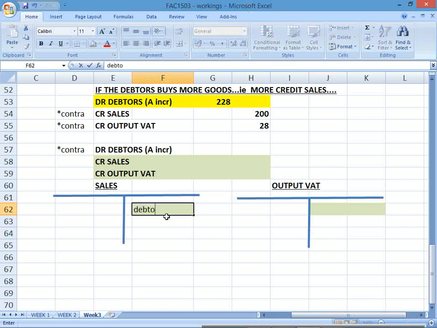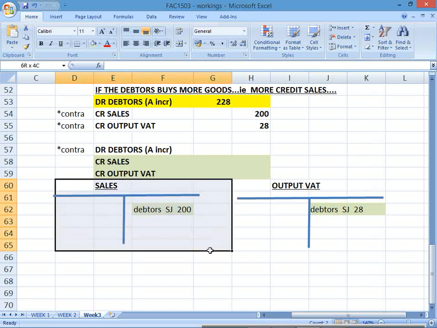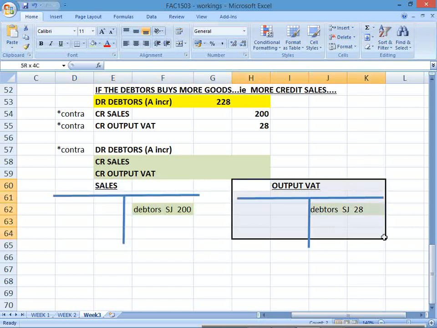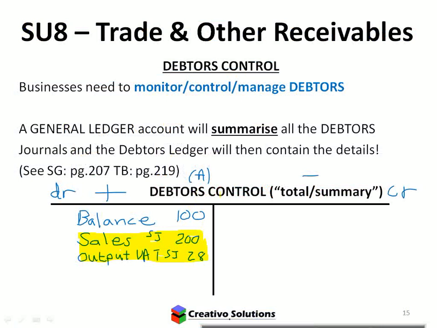Right, so I'm going to write debtors, sales journal, 200. And then I would write debtors, sales journal, 28. Okay, and that's how you would have accounted for it if they asked for T accounts. There's the T account for sales, there's the T account for output VAT, there's the T account for debtors control. Okay, everything is happy.